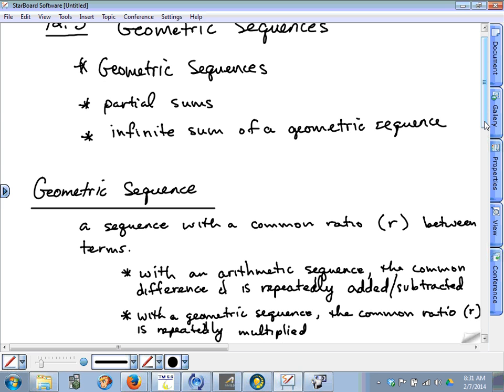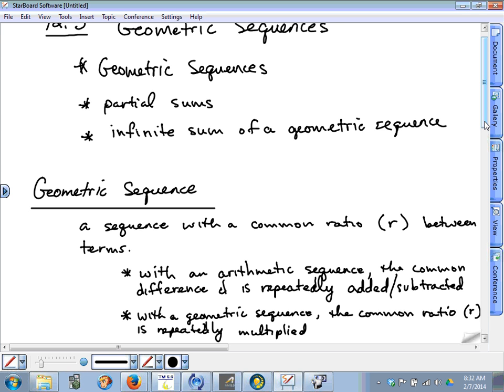12.3 geometric sequences. There still is a pattern to recognize. The pattern, though, is different. With an arithmetic sequence, you're adding the same number every time. So there's a constant rate of change. With a geometric sequence, you're multiplying by the same number every time. So it's still a pattern to recognize, but it's not a constant rate of change. The rate of change is continuing to increase as the sequence moves along.